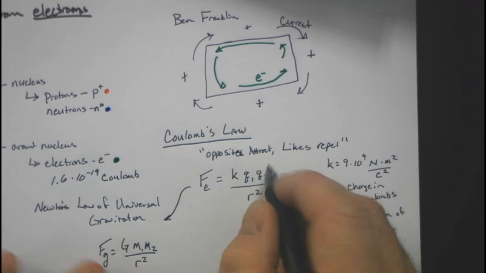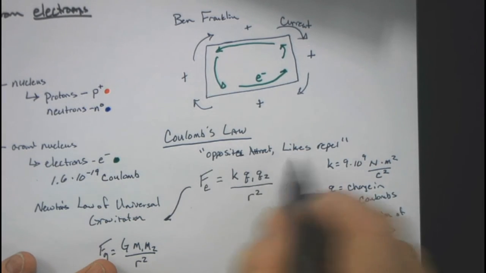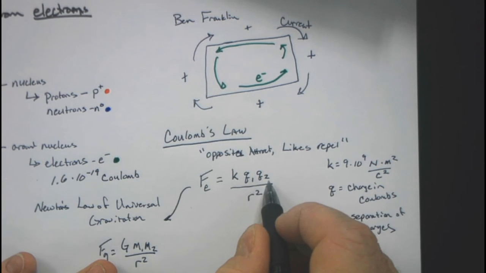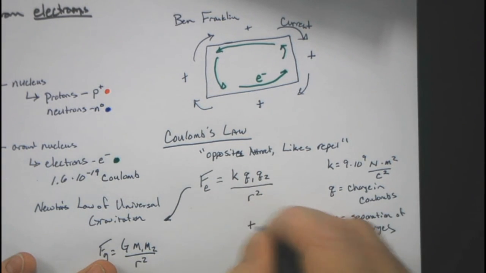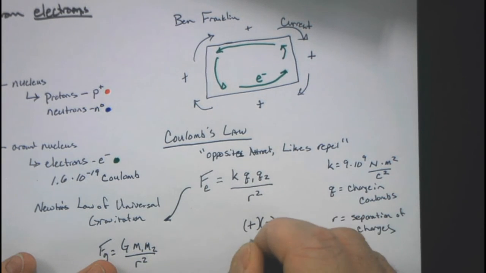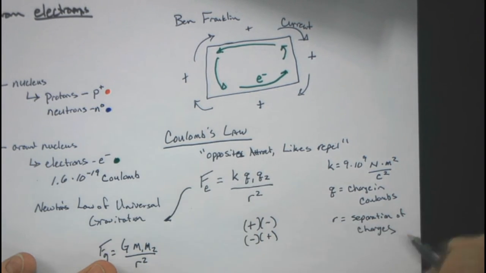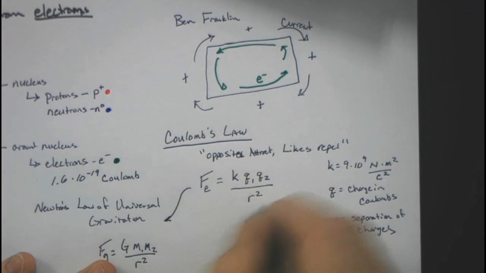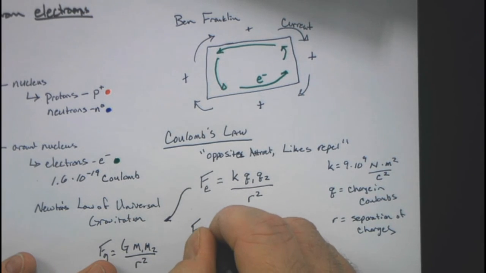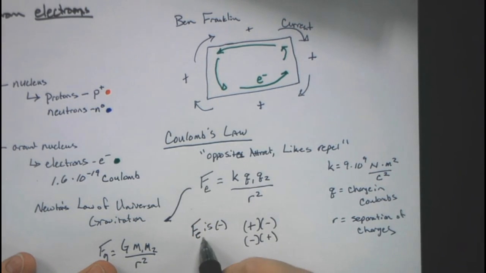Okay, so we're going to take a look at this here for a sec. Opposites attract, like charges repel. If Q1 and Q2 are opposite charges, that means we're going to have a positive times a negative, or a negative times a positive, right? That makes sense? If you multiply a negative times a positive, what do you get? Negative, right? Okay, so if our electrical force is negative, that means they attract. And that means that they're moving towards each other if the force is negative.